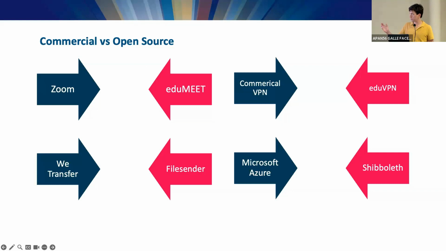But also you can see how you can use WeTransfer. FileSender can do exactly the same thing. You can decide to use a commercial VPN. Absolutely not, nothing wrong with that. But we also have EduVPN. And then on the identity management side, yeah, Microsoft Azure is widely used. But yeah, eduGAIN is predominantly run on Shibboleth. So I'm not saying that using commercial software is wrong. Absolutely not. But there are good alternatives that are open source.